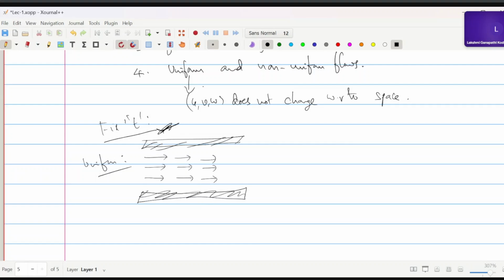You fix your time once you are in the flow, so you see that the velocity doesn't change. Now try to consider this type of situation. Fluid is going like this.